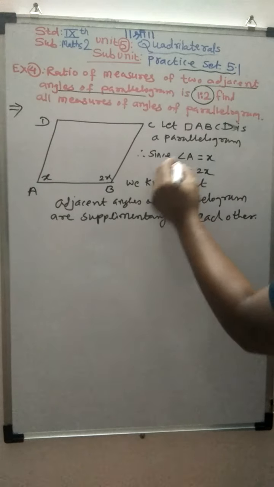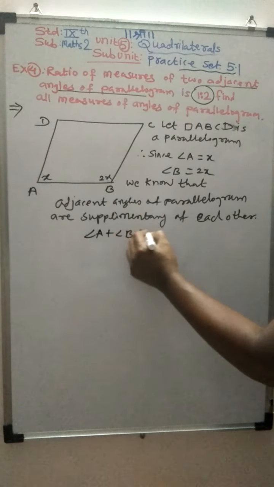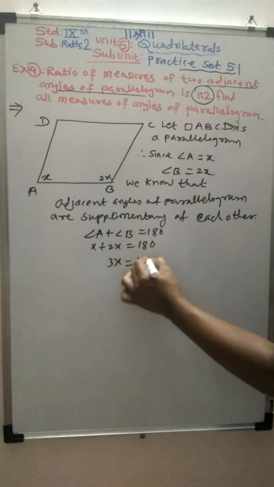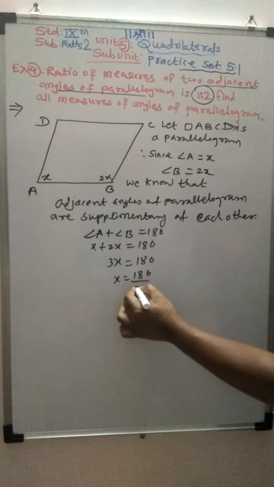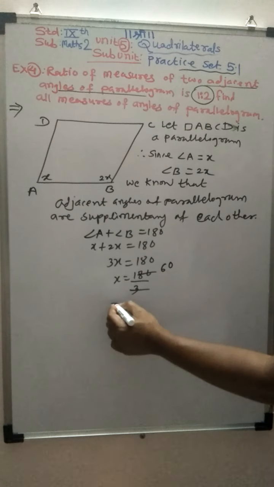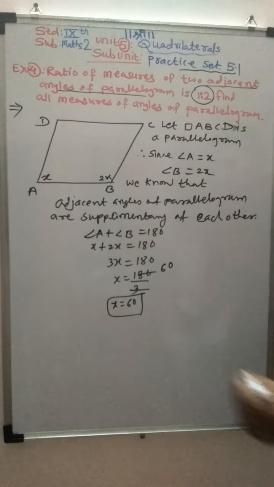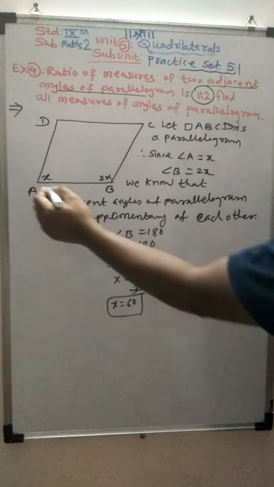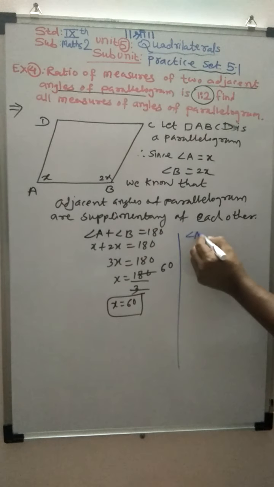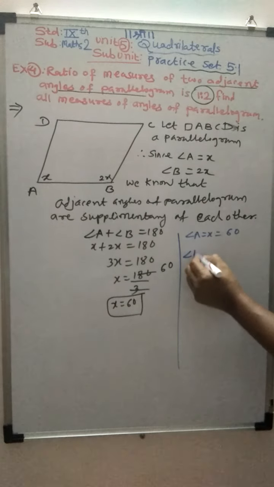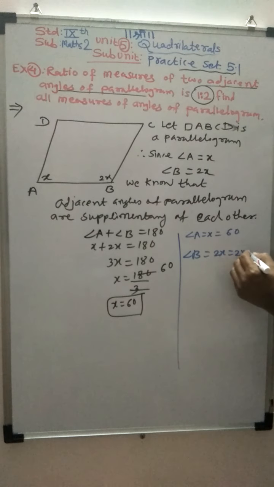Use this property. Angle A plus angle B gives 180. Means x plus 2x is equal to 180. 3x gives 180. x is equal to 180 divided by 3. By dividing, 3 sixes are 18, 3 zeros are 0. Means x is equal to 60. Now x means the measure of angle A. Therefore angle A is equal to x, which is 60, and angle B means 2x, which is 2 into 60 gives 120 degrees.